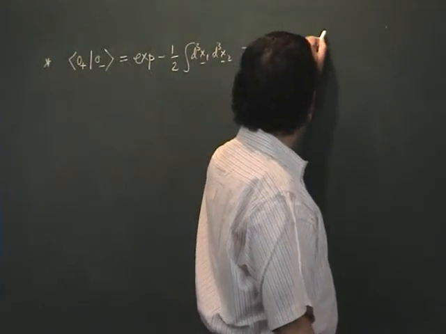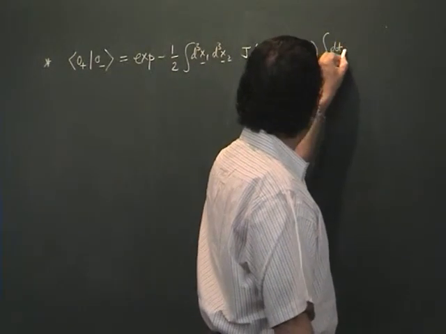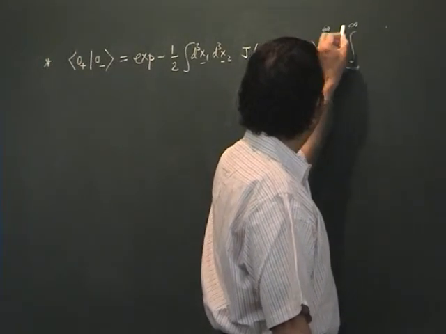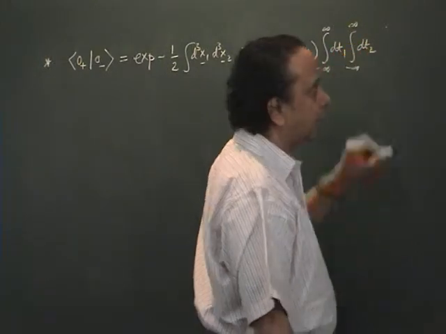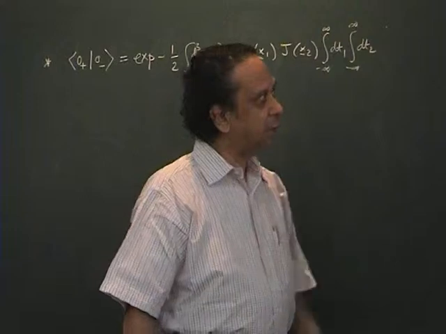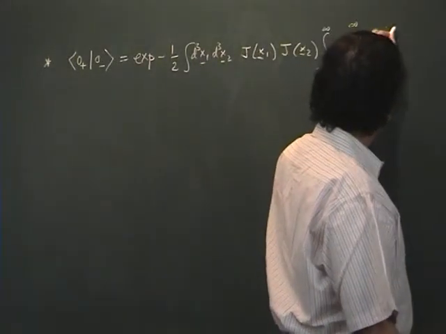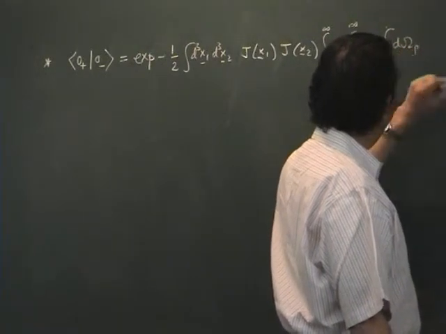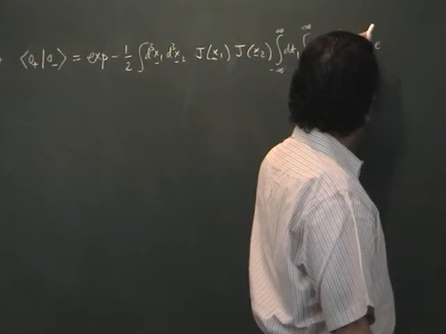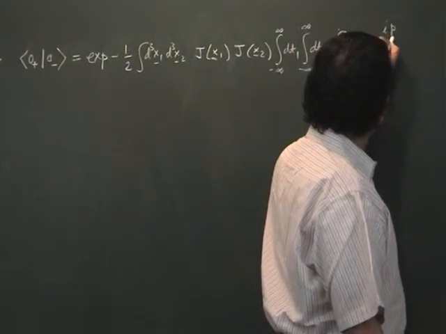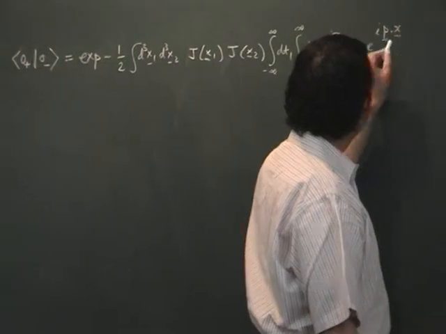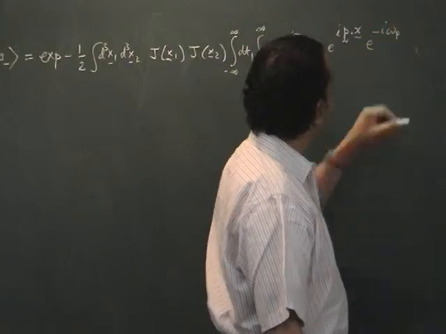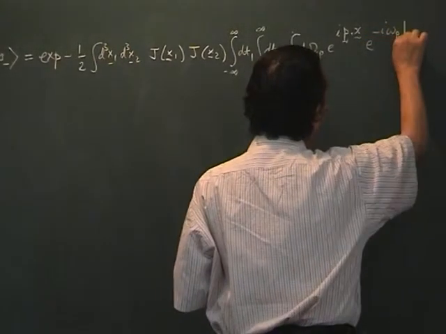Okay, now let us look at the time integrations. There is a dt1 integral, minus to plus infinity, of dt2. Now all that is left is our propagator. So again we will write that propagator as dω_p, e^{ip·x}, e^{-iω_p|t2 - t1|}.